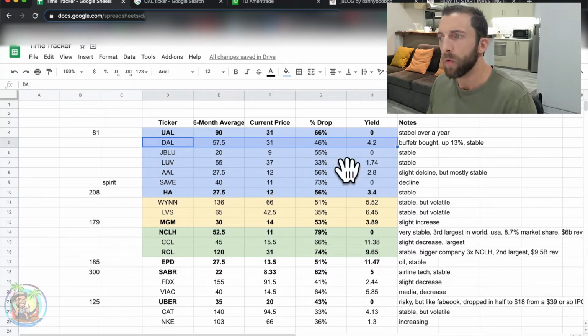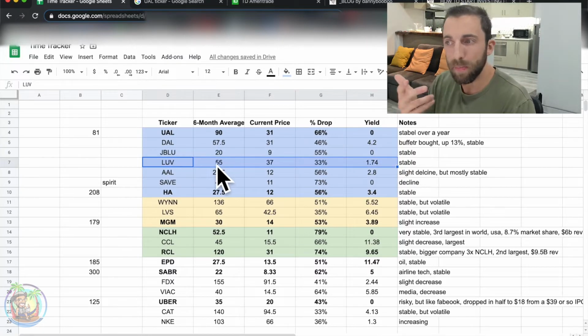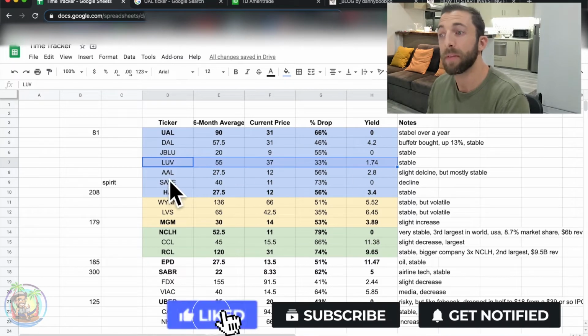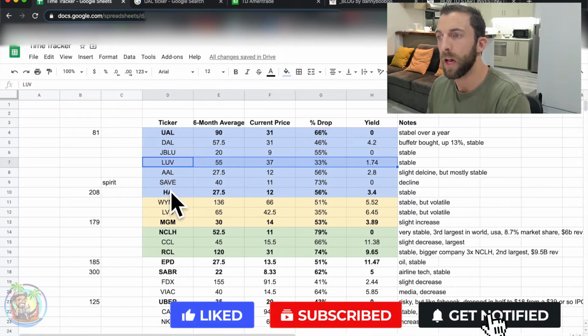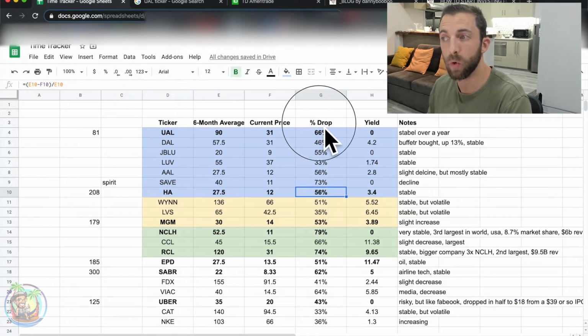JetBlue, again, you know, 55% drop, 0% yield, stable over the past year. This is Southwest. This was a contender because I've just ridden Southwest. People love Southwest. It's very high in demand. They run a good company. But I've decided not to in favor of Hawaiian Airlines. Why Hawaiian Airlines? Well, they lost a ton. So this column is quite important, okay?